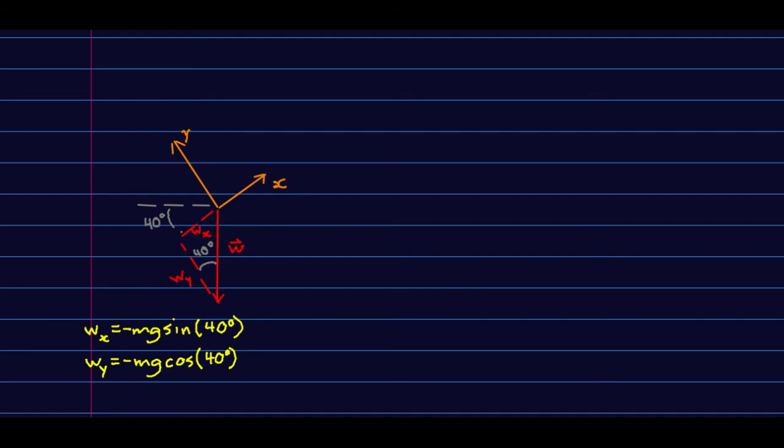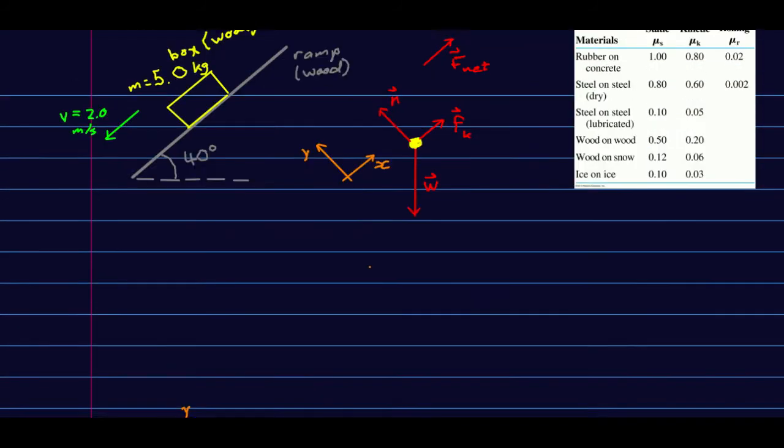There's a 40-degree angle here. So that makes this a 50-degree angle in here, and that means there's a 40-degree angle down here. And so Wx is the opposite, and so it gets the sine. Wy is going to get the cos, and note that these are both negative, right? If you compare them with the directions of the axes, both of those components are negative.